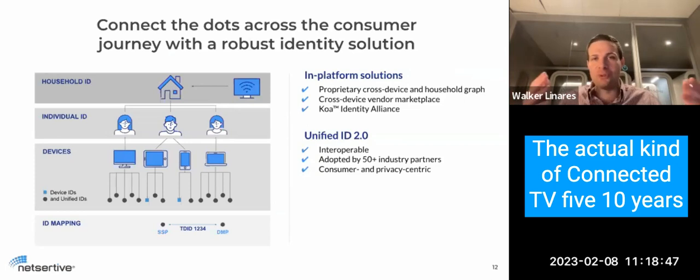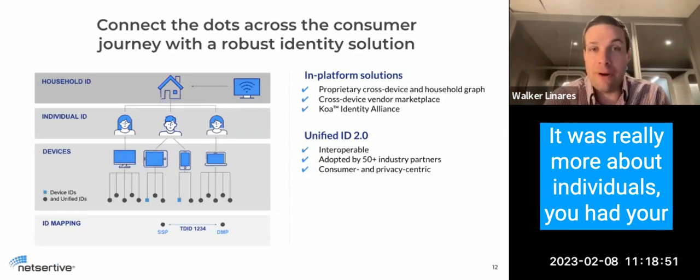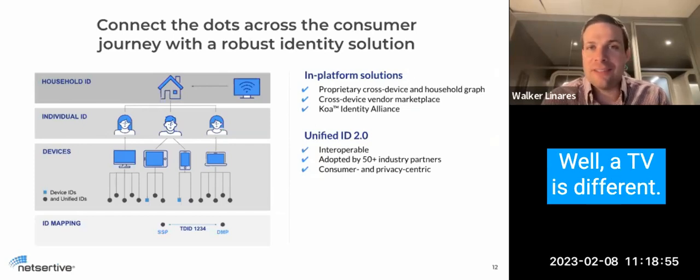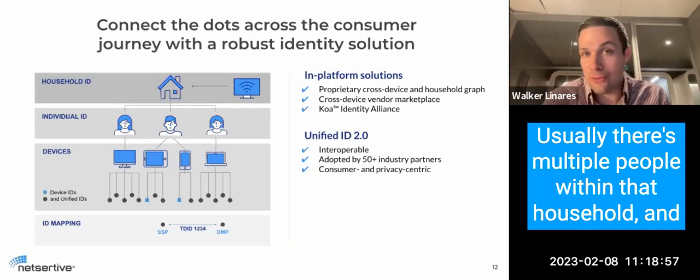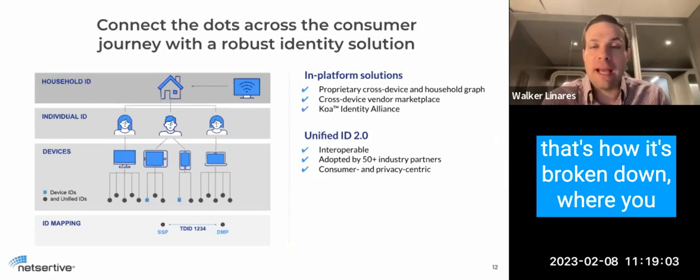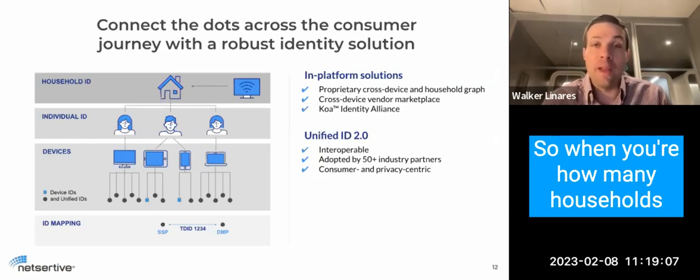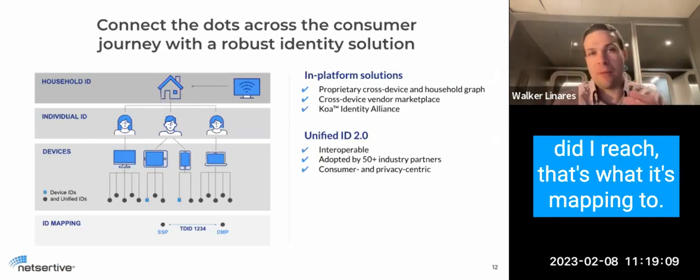Before connected TV was really a big player 5-10 years ago, it was really more about individuals. You had your devices, that's how you track things. Well, a TV is different. It is in a household. Usually there's multiple people within that household. And that's how it's broken down, where you have this larger household identifier, right? So when you ask, how many households did I reach? That's what it's mapping to.